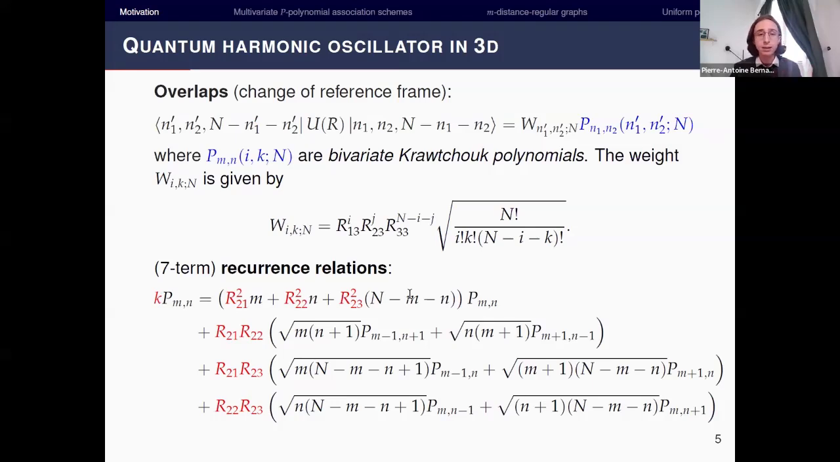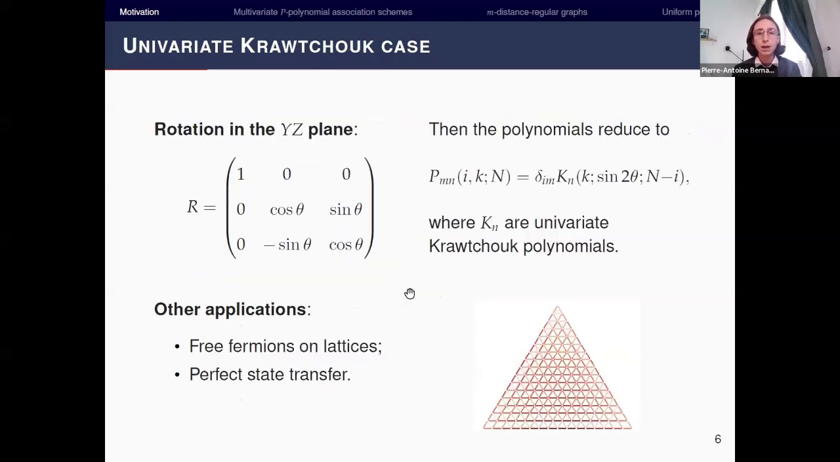Okay, so again, I don't go into detail, but the idea is that even in this quite simple setting in physics, we already need this generalization of the well-known Krawtchouk polynomial. If you're wondering what is the relation to the univariate case, well, if you restrict yourself to a rotation in the YZ plane, so you preserve the axis x in your initial reference frame, then the 7-term recurrence reduces to a 3-term recurrence, and this polynomial reduces to the usual Krawtchouk polynomial that you'll find in the book by Koekoek, the Krawtchouk polynomial as are well known in one variable.